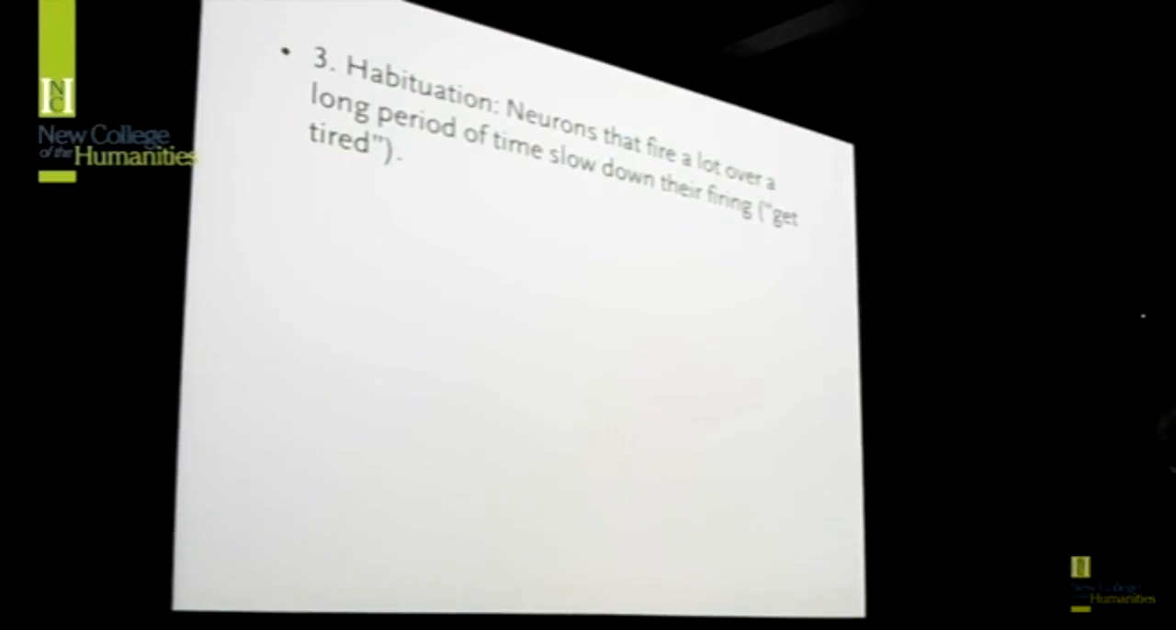Okay, final bit of neurophysiology that I will explain. And this is called habituation. Namely, as a neuron fires a lot over a long period of time, it will drift back to its resting rate. It's almost as if the neuron gets tired. Now, that's not literally what happens, but in response to sustained stimulation, the neuron will not keep firing its head off indefinitely. Eventually, you can think of it as almost getting bored, and it will drift back down and no longer register what it has been registering so far.